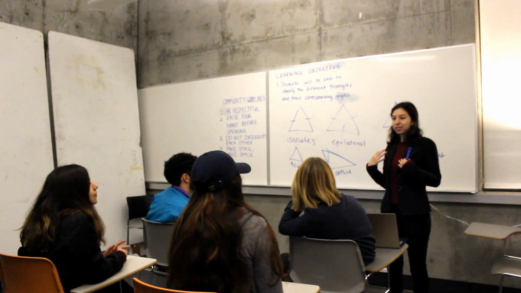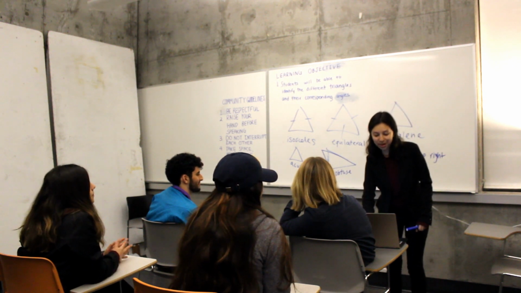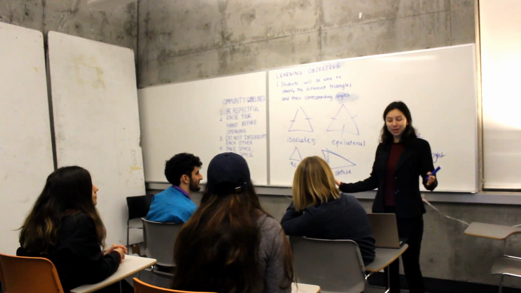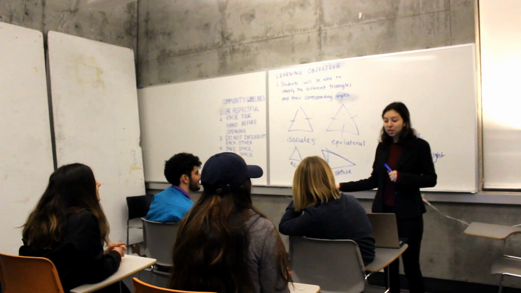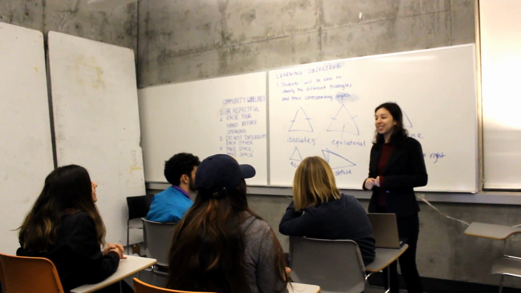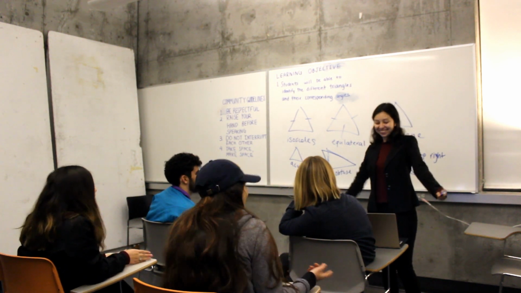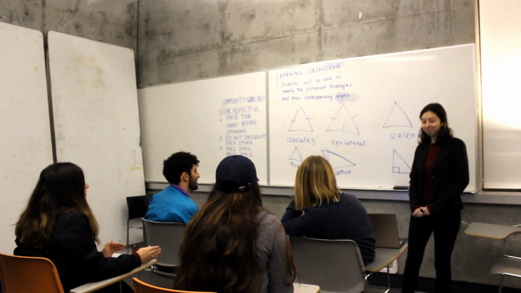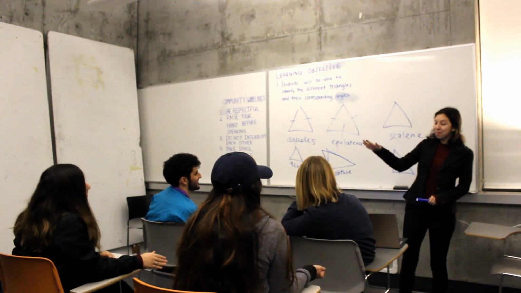So I'm going to say the first line and then you can repeat after me. Okay. And don't giggle, this is actually pretty helpful. You look at the sides, you look at the angles to determine the different triangles. Let me break it down.